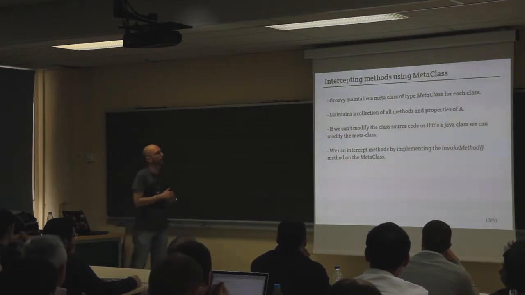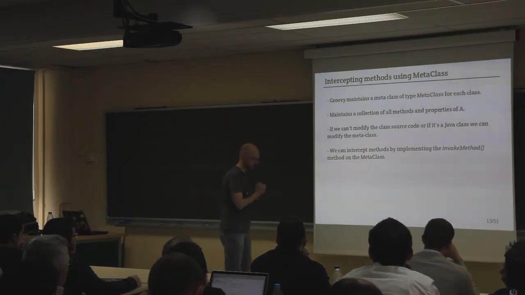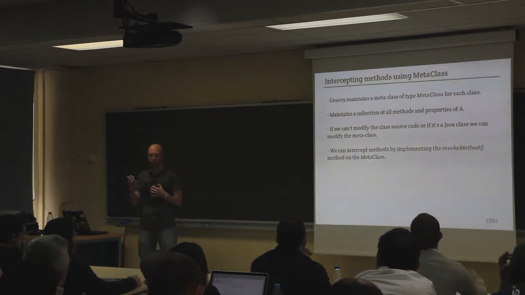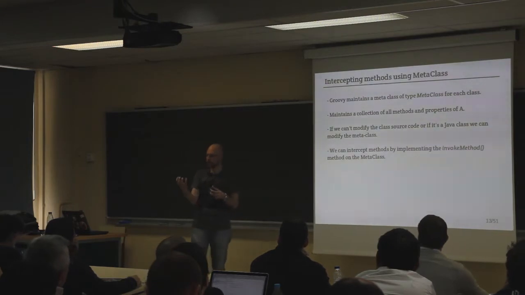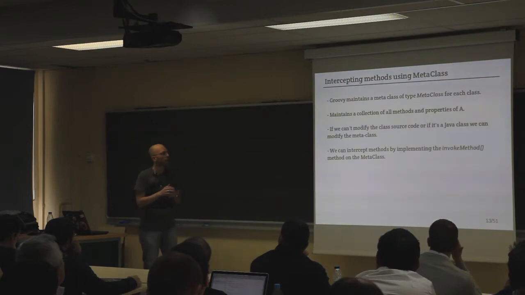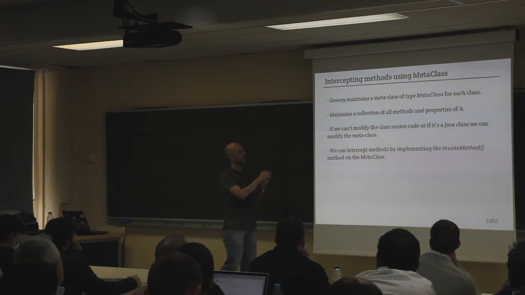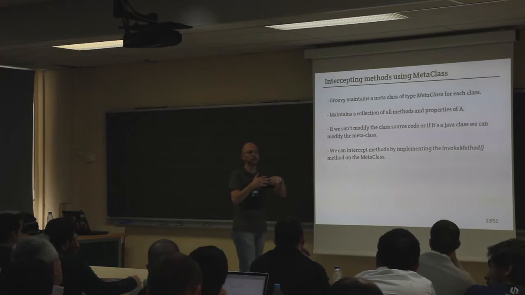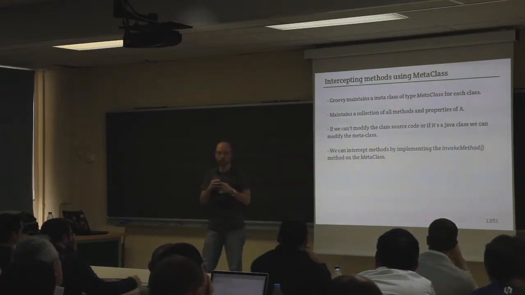So I've talked about the metaclass. What is a metaclass? For every class in the class loader, Groovy maintains a metaclass that stores a collection of all methods and properties for every class. Even if we cannot modify the source code, or it is even Java code, we can always modify its metaclass from Groovy. So we can add this new behavior at runtime. We can implement, for example, this invoke method in the metaclass, and it will be called.